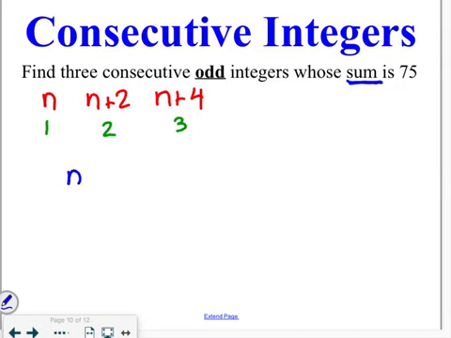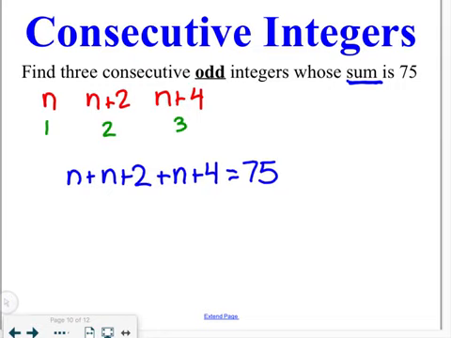The first number is n. The second number is n plus 2. The third number is n plus 4. And we're adding all of those up to 75. We're going to simplify this equation a little bit now so that we can solve. If you look at it, we've got 3 separate n's, which means we have 3 n's. Three n's being added together is the same as multiplying by 3. And then we're adding on 6. 2 plus 4 gives us 6. So I've simplified the equation to say 3n plus 6 is equal to 75.